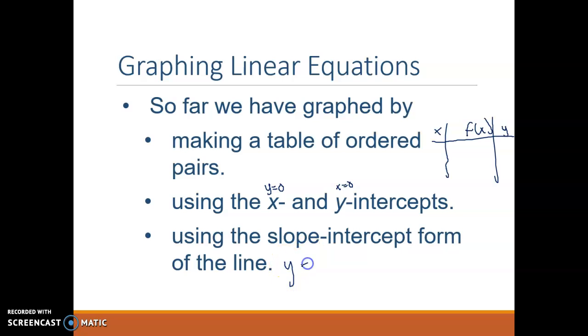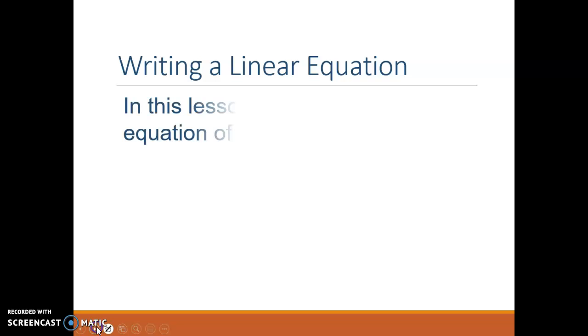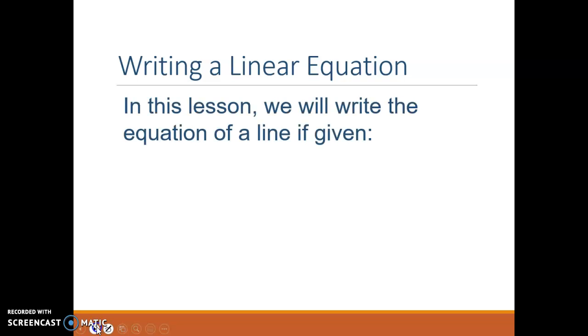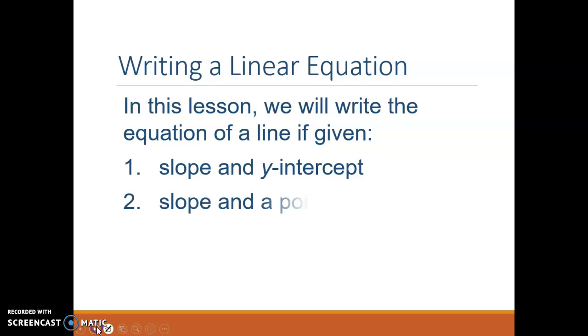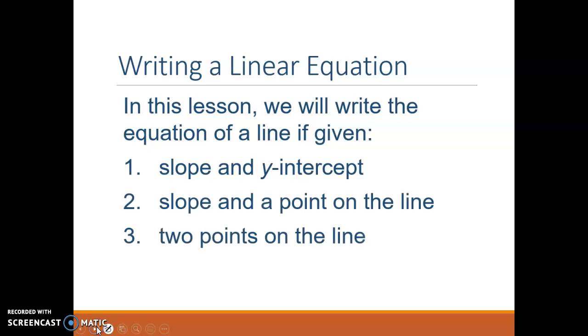We also used the slope-intercept form, which is y equals mx plus b, using the slope formula that we just used a couple of slides ago. In this lesson, we will write the equation of a line if given slope and y-intercept, slope and a point on the line, or 2 points on the line, or the graph of the line.